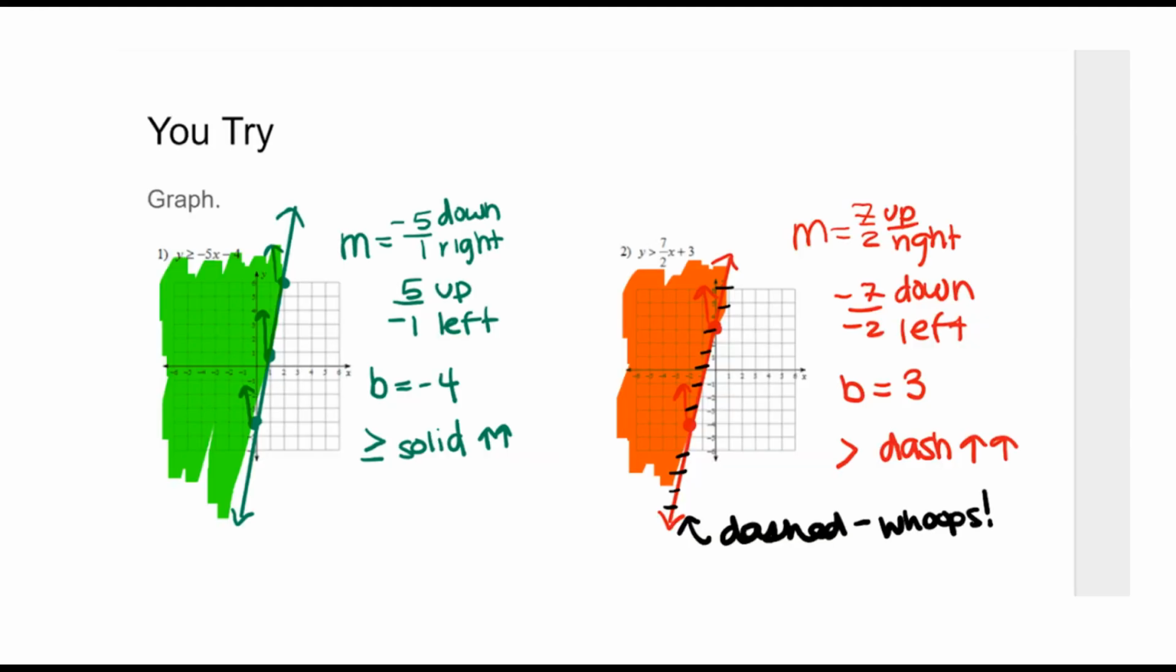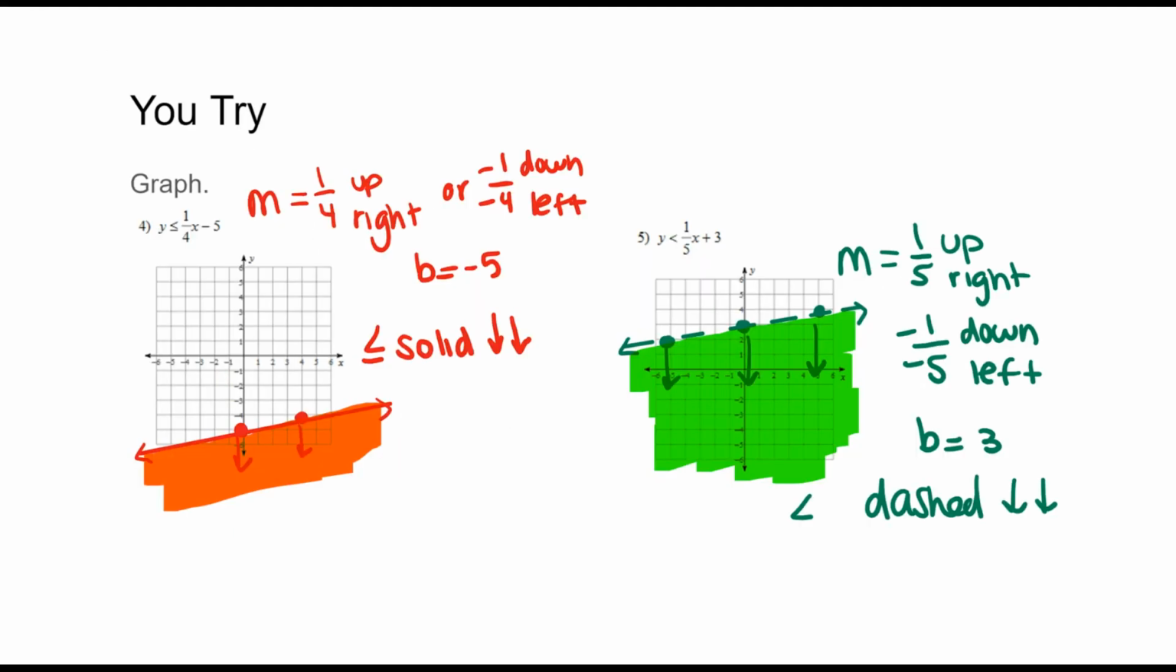The first 2 problems, you can see I made a mistake. That second one's supposed to be dashed. And the last 2 problems. And that concludes the video on linear inequalities in 2 variables.